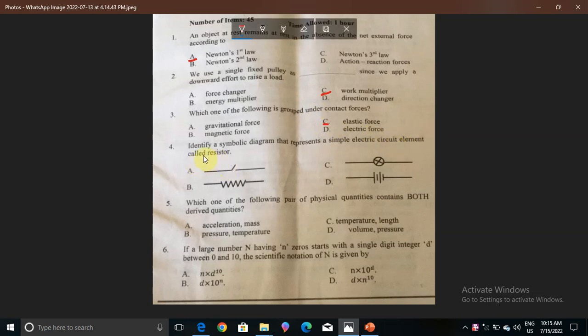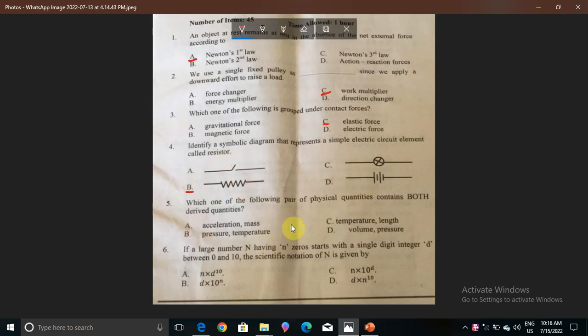In question number 4 it says identify a symbolic diagram that represents a simple electric circuit element called resistors. Which one of the symbols here? We have 4 symbols. We want to find the symbol of the resistor. Here it is the switch. Here it is the bulb. And this is the battery. And this one is the resistance. So B is the symbol of the resistor.